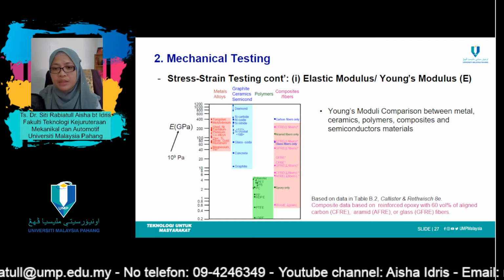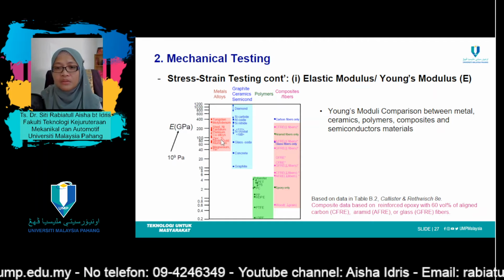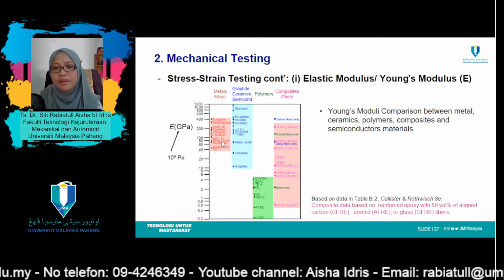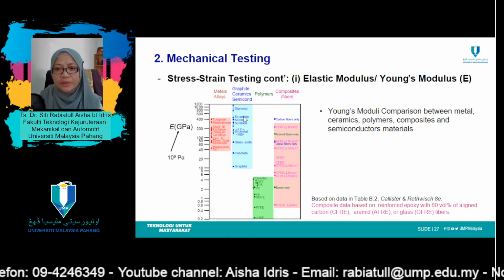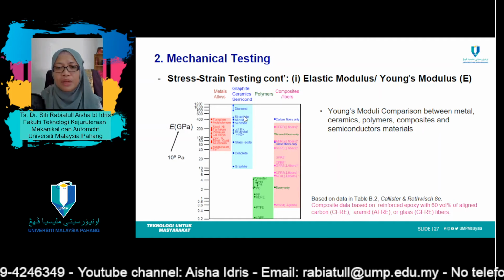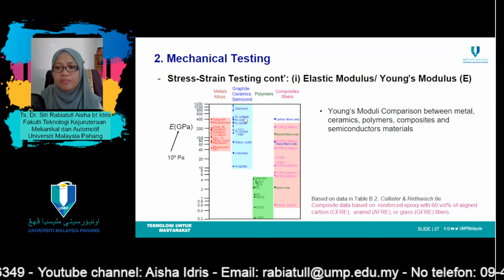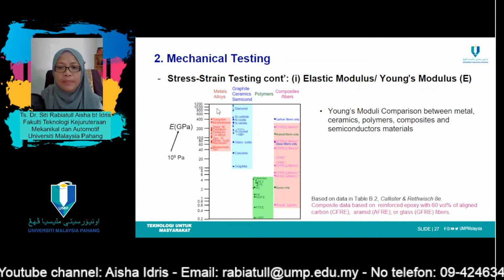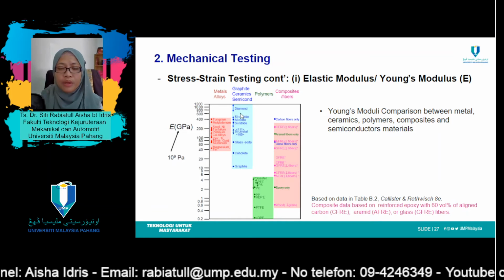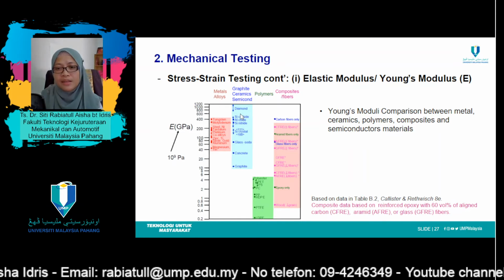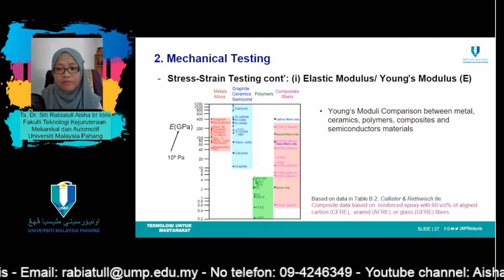If you refer to this table here, you can see that diamond is the strongest material among other types of materials like metal alloys, polymers, or ceramics. However, even though it is strong, it is not necessarily tough.